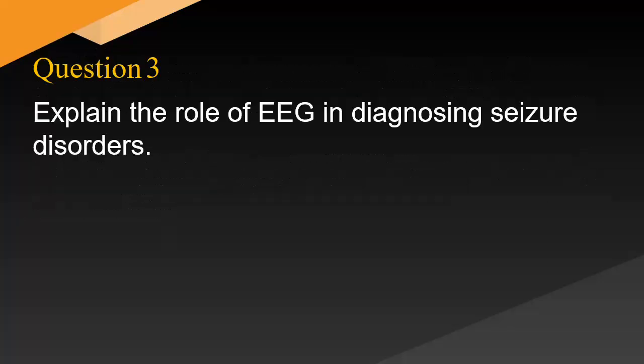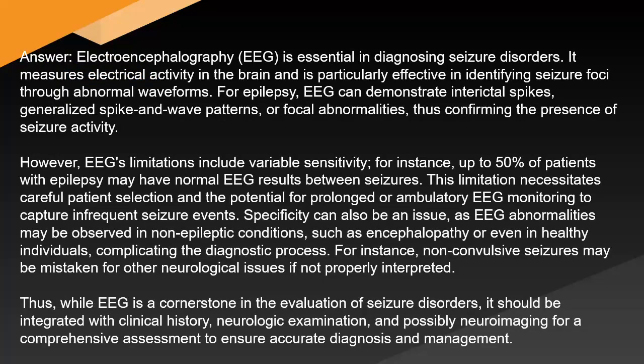Explain the role of EEG in diagnosing seizure disorders. Answer: Electroencephalography (EEG) is essential in diagnosing seizure disorders. It measures electrical activity in the brain and is particularly effective in identifying seizure foci through abnormal waveforms. For epilepsy, EEG can demonstrate interictal spikes, generalized spike and wave patterns, or focal abnormalities, thus confirming the presence of seizure activity. However, EEG's limitations include variable sensitivity.